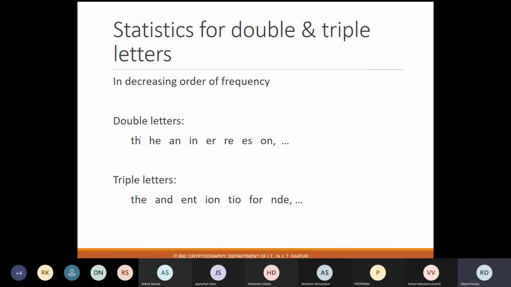Apart from that, there are also some letters which are used along with other alphabets. For example, T, H are used very often together. H and E are very often used together. Similarly, A, N, I, and E. And some triple letters are also very frequently used, like T, H, E, A, N, D, T, I, O, I, O, N, F, O, R. Okay, A, N, D. So patterns like this are very vulnerable, and this is why conventional key cryptography has failed, even if we apply a larger key size.